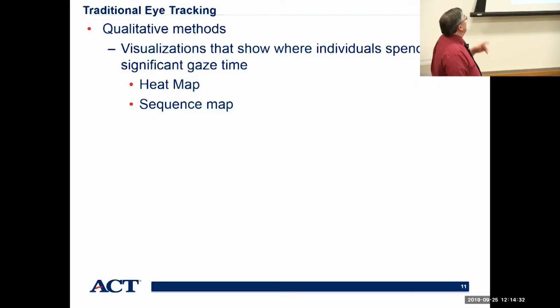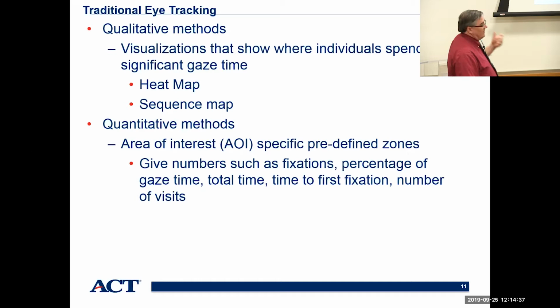And then there are quantitative methods. So these give you area of interest, so you can define, redefine zones. So the number of fixations, how many times somebody focused on a particular point, percentage of gaze time, total time, time to first fixation. That's a good measurement of, how long does it take them to get to the relevant information that you need to solve this problem?